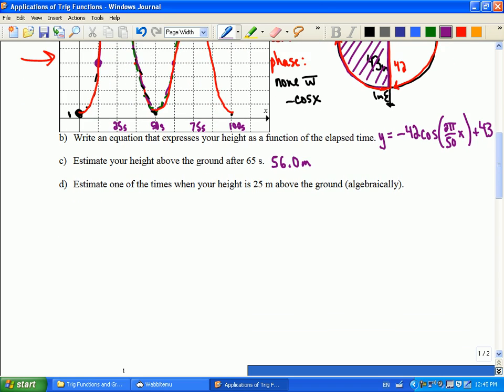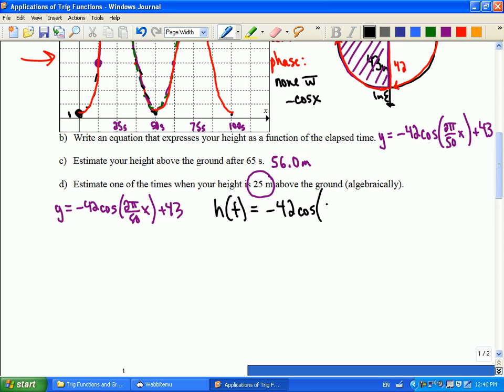Now, this first time, I'm going to show you how to do it algebraically. The next time, we'll work it out with the graphing calculator, which is also going to be something new for you. So if I want the height to be 25 meters, there's a better way of writing this, y equals negative 42 cosine of 2 pi over 50 x. That's okay, but generally, you're going to see it written like this. The height as a function of time. It's the exact same equation. It's just maybe a little more descriptive if we write it as the height as a function of time.